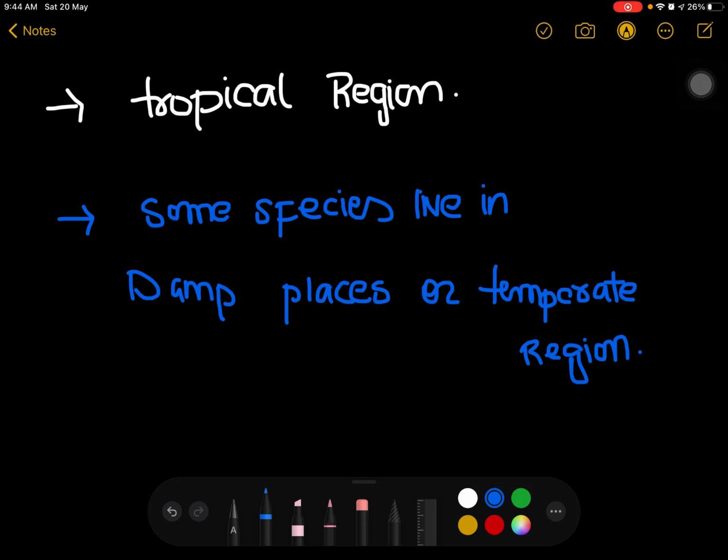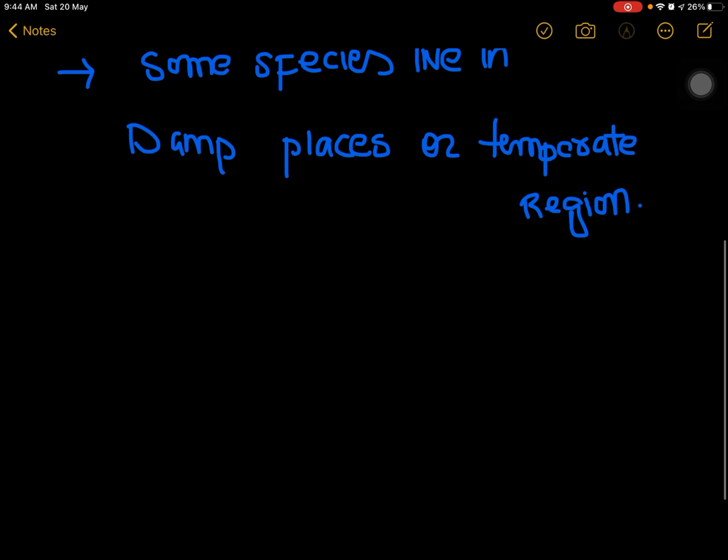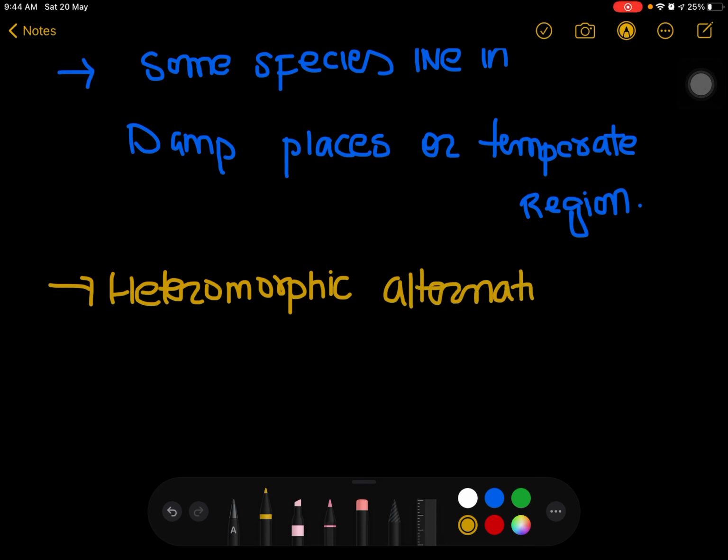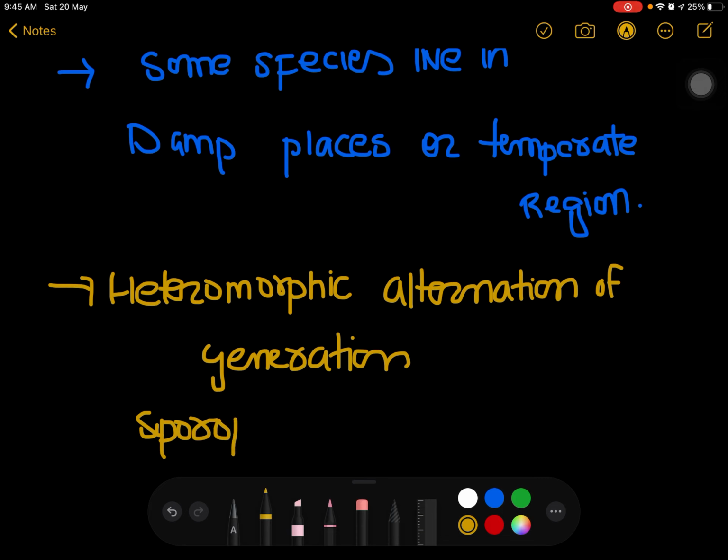Basically, if you talk about them, these ferns have a heteromorphic alternation of generation, with the sporophyte generation being dominant. So the dominant generation is sporophyte.